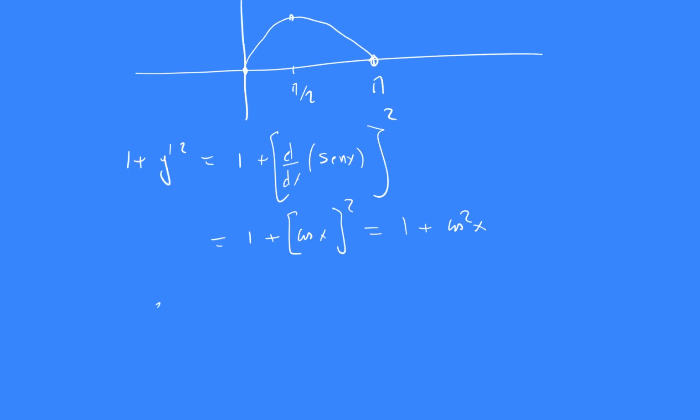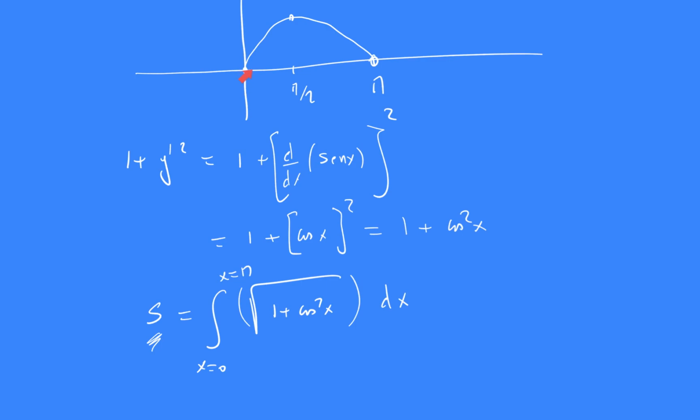So the arc length will be the integral from x equals 0 to pi of the square root of 1 plus y prime squared, which is 1 plus cosine squared of x dx. So you plug in numbers in your calculator, or a graphic utility that can do the integral, and you approximate this integral. For sure, this integral has to be bigger than pi.